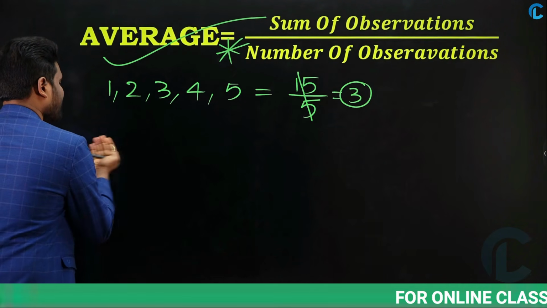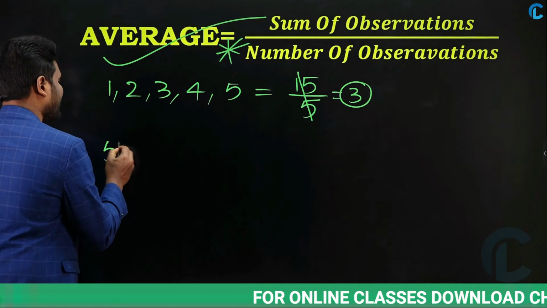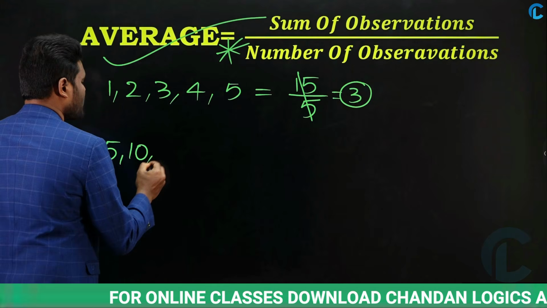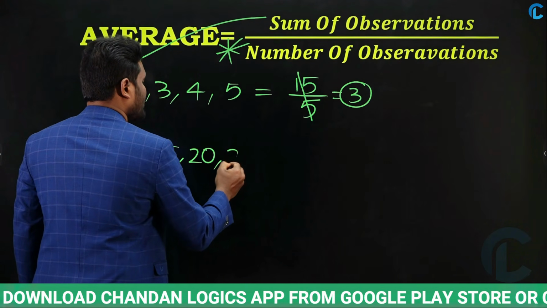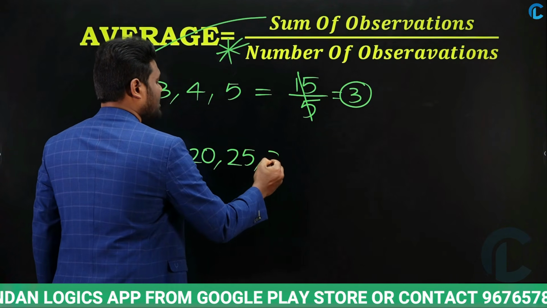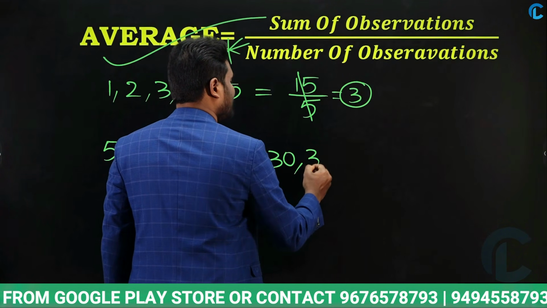Similarly, let us say if I take one more example. Let us say the numbers are 5, 10, 15, 20, 25, 30, 35.